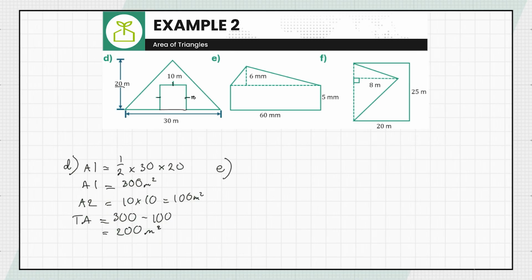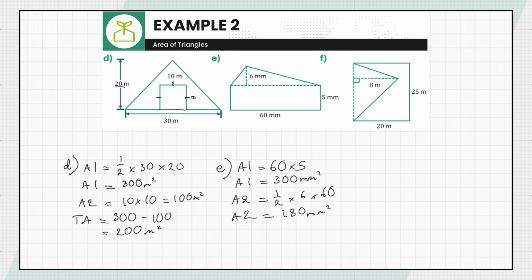If we look at E, what we have is ultimately a rectangle, and we've added on a triangle. So let's start off by solving for the area of the rectangle. So this is going to be 60 multiplied by 5. So our area 1 is going to be equal to 300 millimeters squared. And our area 2 is going to be our triangle, so it's going to be half times 6 times our base of 60, and that just is going to equal 180 millimeters squared. So our end result is going to be 300 plus 180, and that equals 480 millimeters squared.